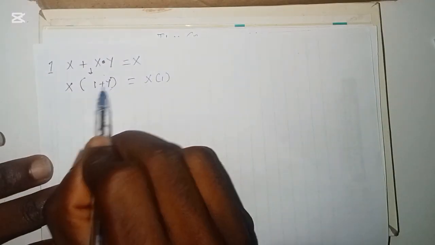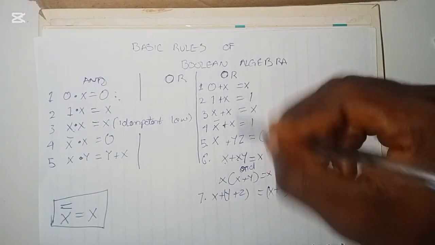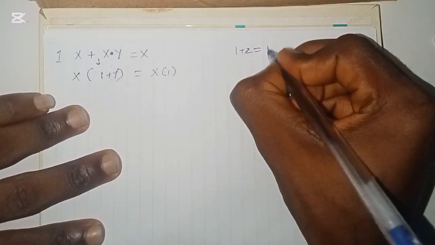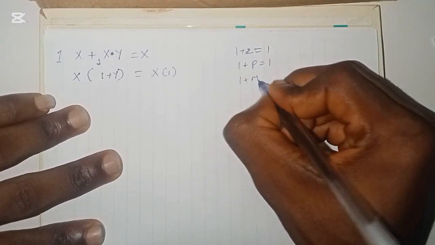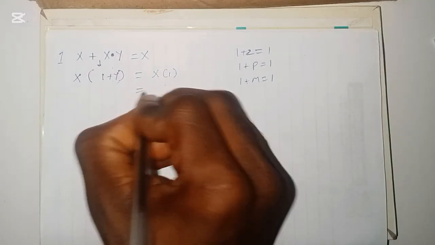They are just using letters here, because this is y and this is x. Even if it's 1 plus z is equal to 1, or 1 plus p is equal to 1, or 1 plus m is equal to 1. So 1 plus y is equal to 1, and that's how we have x.